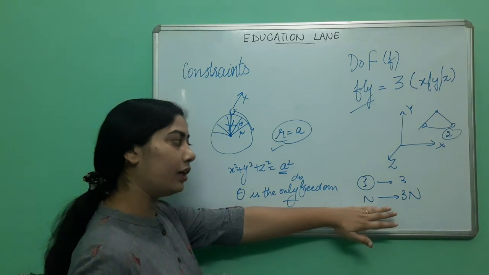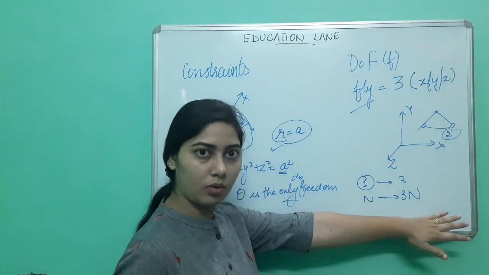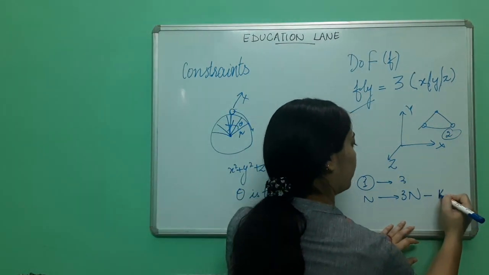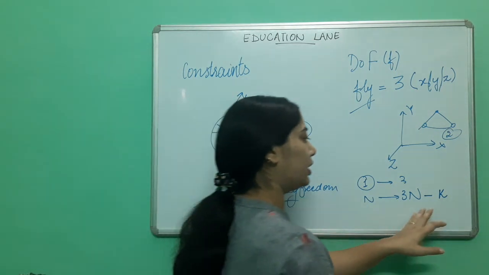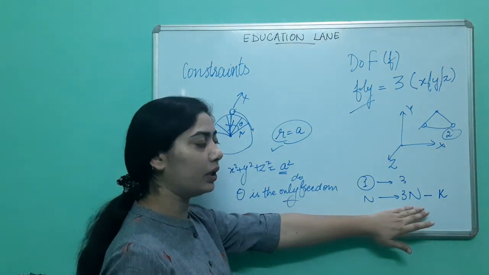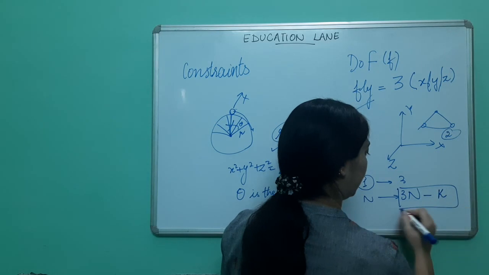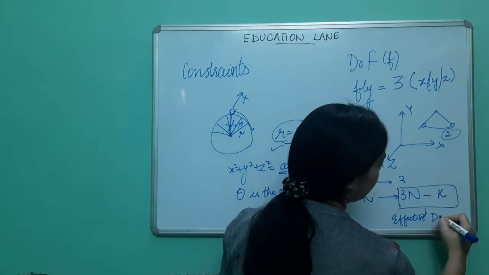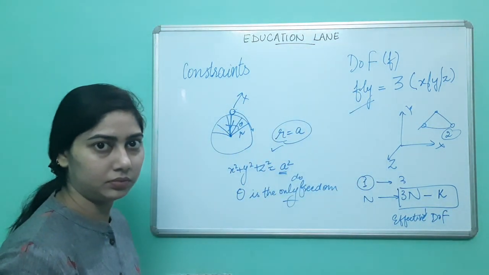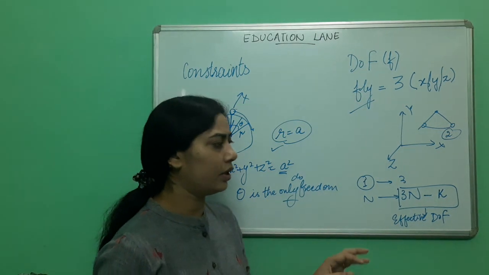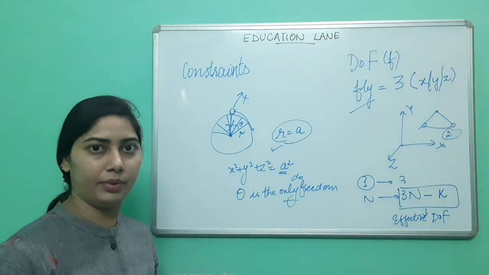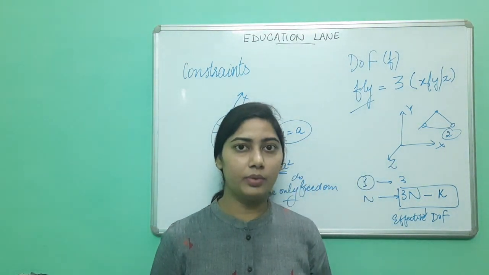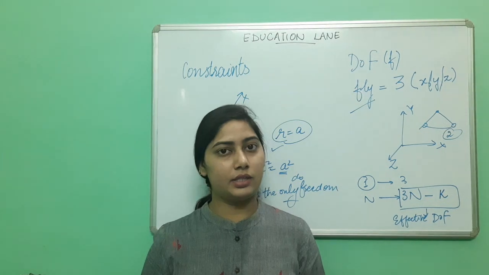Now there will also be some constraints. If there are some constraints, they are denoted by small k and subtracted from the total degrees of freedom. This is my effective or resultant degrees of freedom. Correct? You can think of many examples. So this is all about constraints and degrees of freedom and center of mass and its equation.